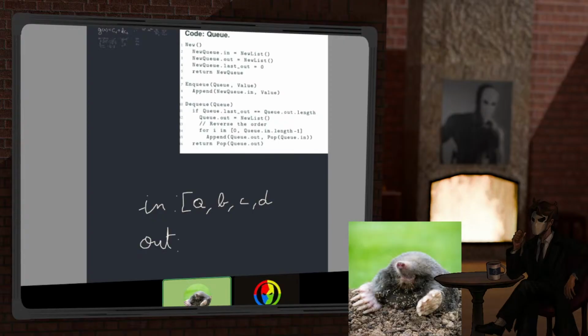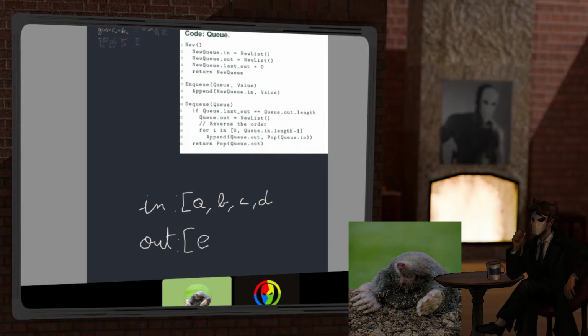If we have something in our output list, great, we can just take it. Oh, what just happened? It's saying reconnecting. Okay.